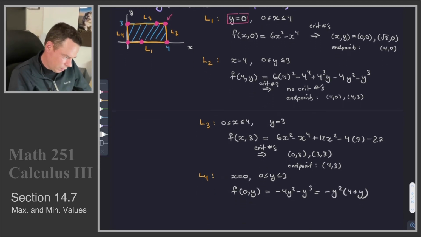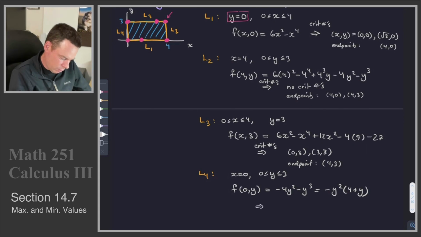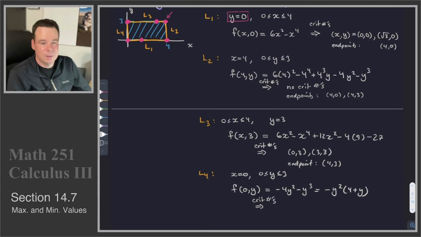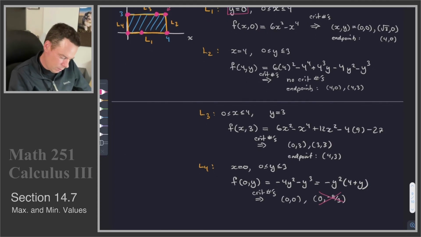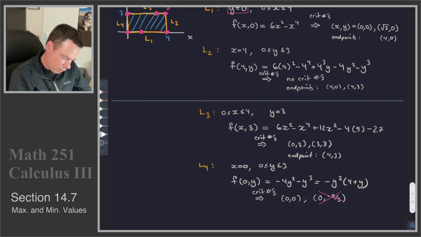Then we'd like to find the critical numbers for this one. So we take its derivative, set it to 0, and find our critical numbers. We get 0, 0. We'd also get the value 0, negative 8 thirds. But that one we would throw away because that y value is not in the domain. And then we'd also have our endpoints.